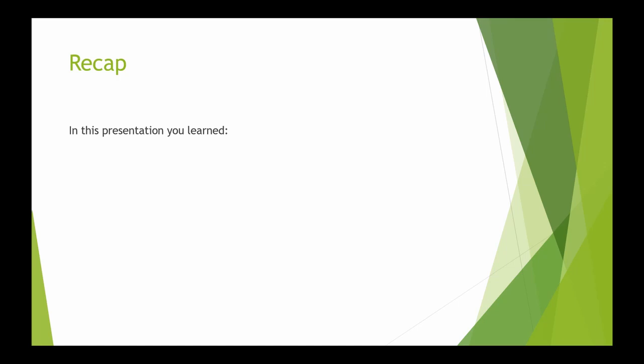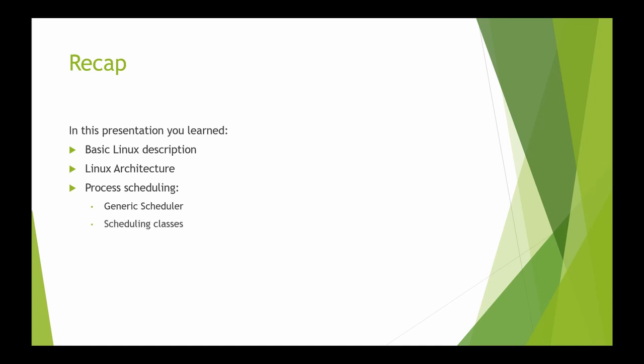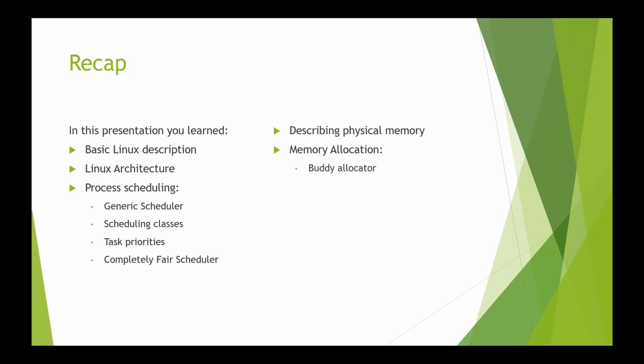In this presentation, you learned a basic Linux description, the Linux architecture, process scheduling including the generic scheduler and scheduling classes, task priorities, and the completely fair scheduler. You also learned how to describe the physical memory allocation including the buddy allocator and the slab allocator. And finally, you also learned the I/O architecture of Linux, which included the hardware level CPU I/O device communication and resource management.